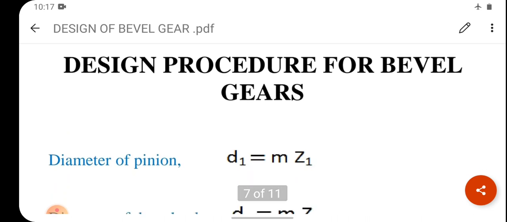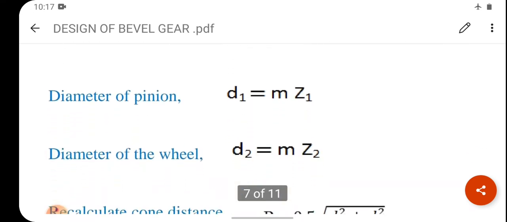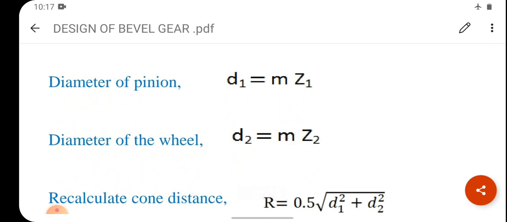Now design procedure for bevel gears. So first of all we will find diameter of pinion, that is d1. It is given as m into z1. z1 is the number of teeth on pinion, m is the module. So d1 is calculated with the help of teeth and module. So by this formula d1 is equal to m into z1. And second one is diameter of the wheel or gear D2. Similarly, it is calculated as D2 equals m into z2. M is the module, z2 is the number of teeth on the wheel.